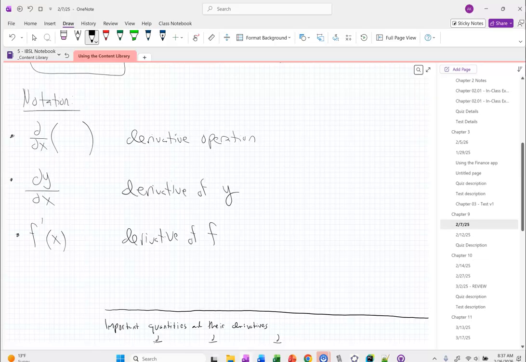so we don't have to do this whole limit of a difference quotient thing. Is everybody okay with the notation so far? We'll do a bunch of examples here in a minute to help hammer that home.